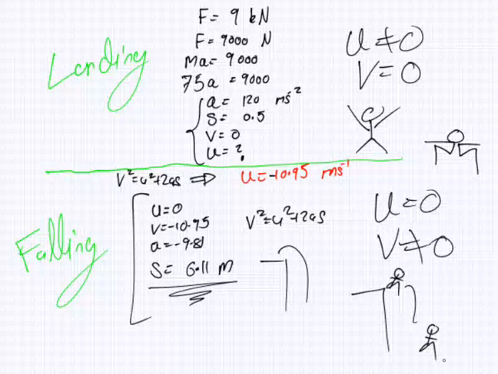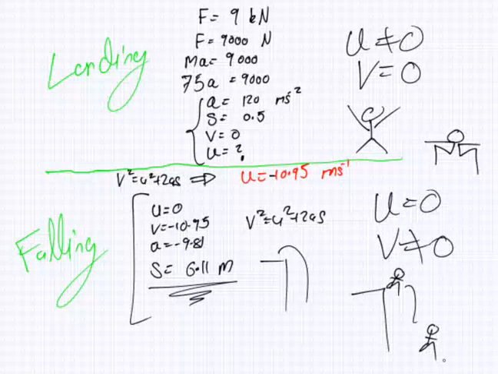The S is 50, the V is 0, and the U you don't know. So let's calculate the U. V squared equals U squared plus 2AS. So that means the U is quite big. That's too big, surely. Oh yeah, I have to square root it.